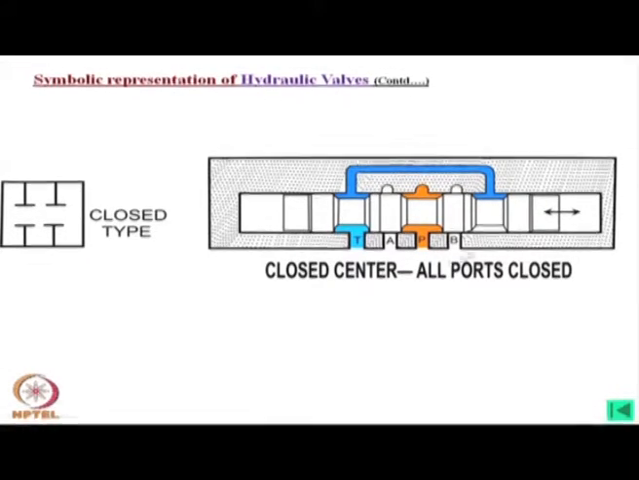Now, if we move in this way, say rightward, then P will be connected to B and you will find A will be connected to tank. Similarly, if we push in this direction, then P will be connected to A and B will be connected to this path, through this it will go to the tank. So, this is the construction of a closed center valve, all ports are closed at neutral position.